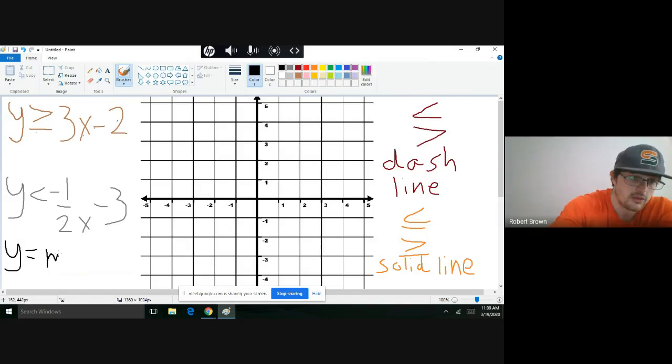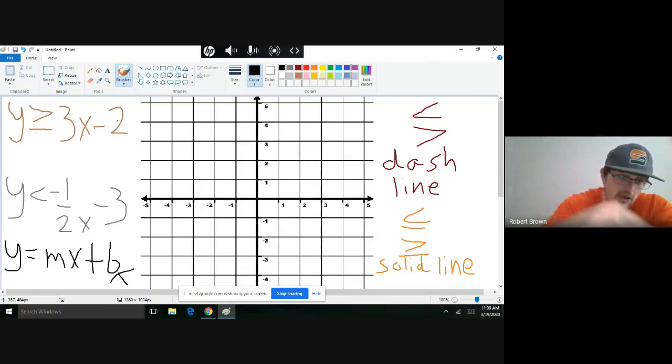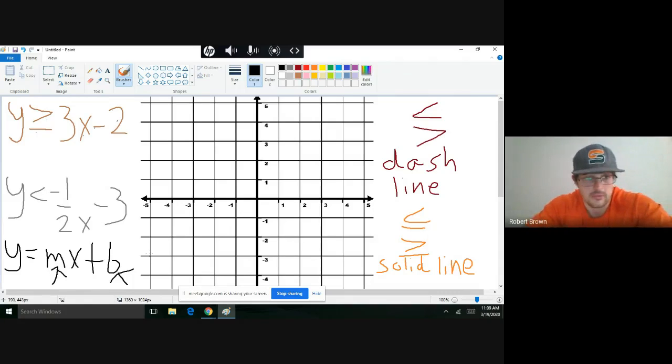Now, if you notice, they're both in a form we should recognize, which is y equals mx plus b, where we start with our y-intercept, which is b, and then we move either up and right or down and right according to our slope, which is m.